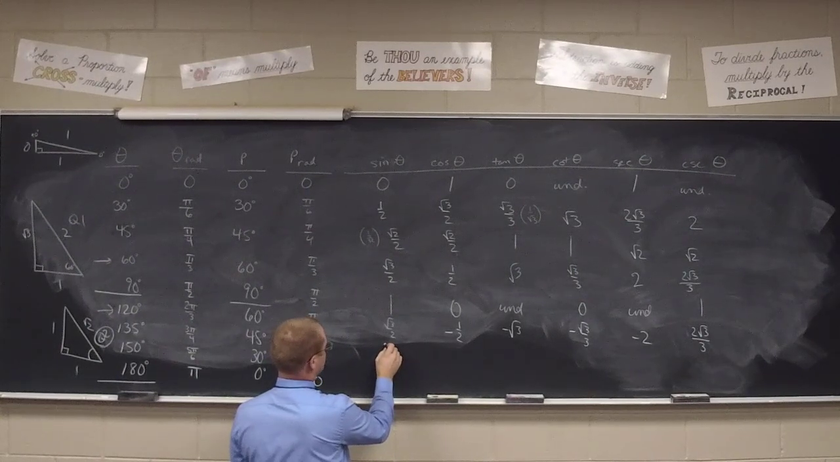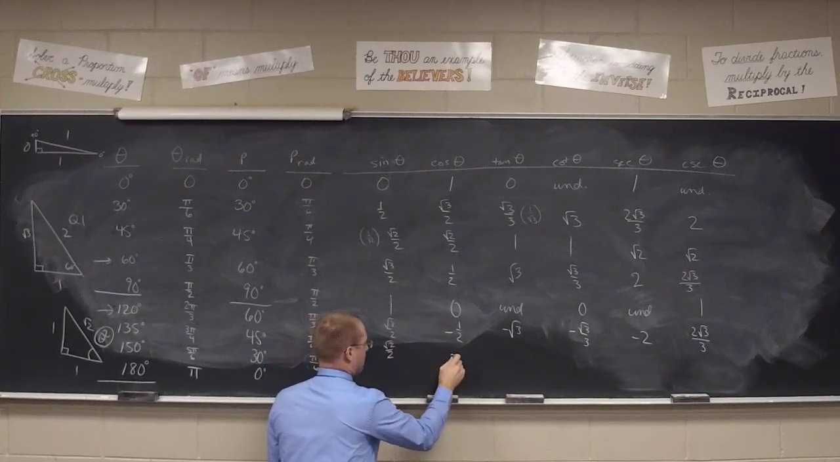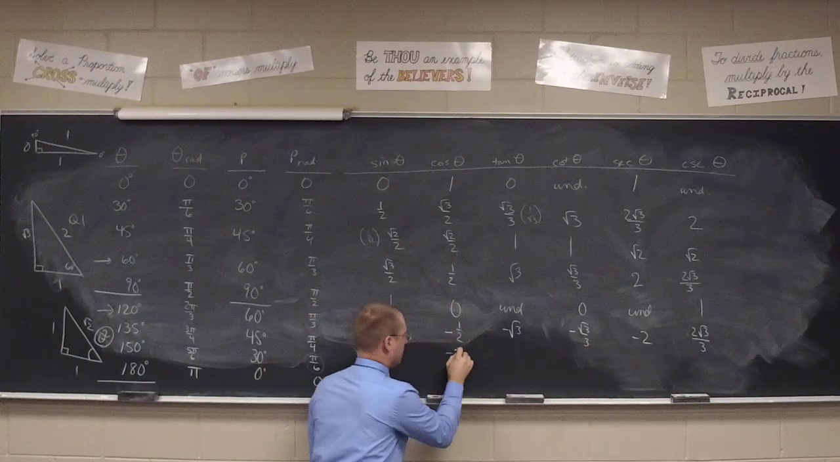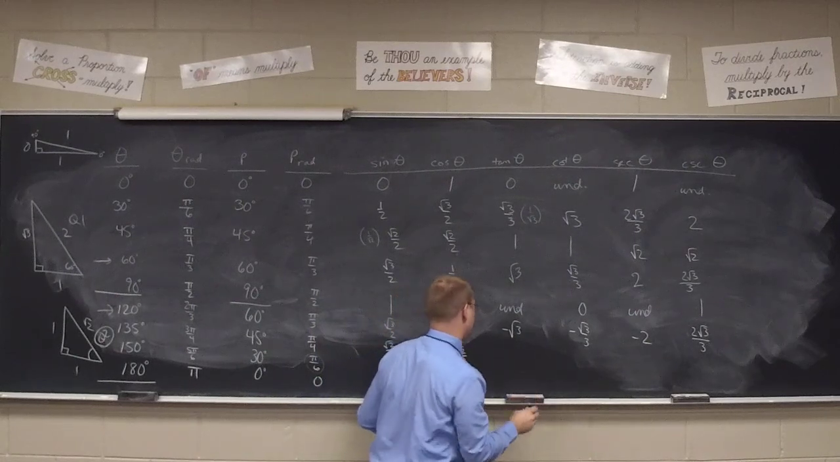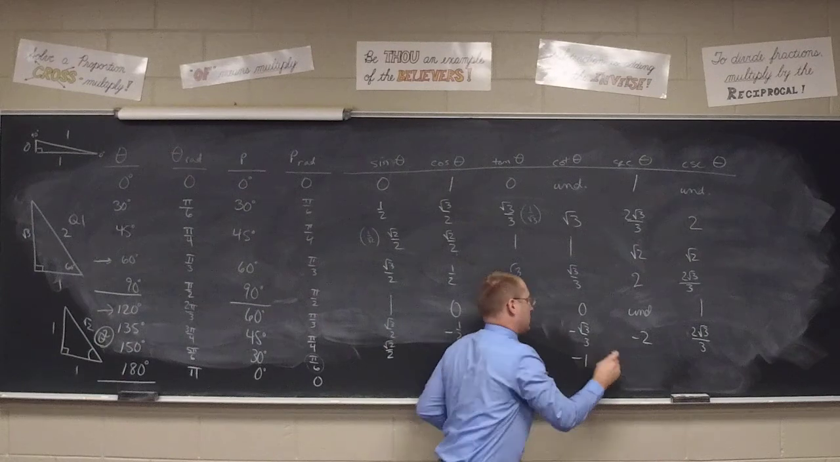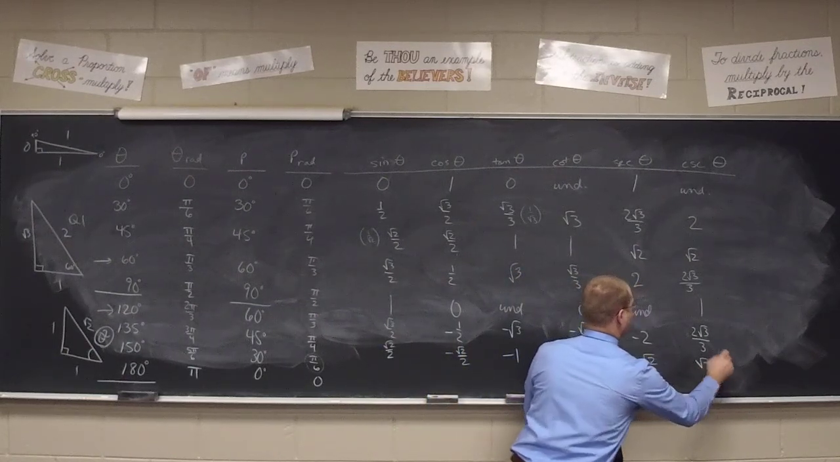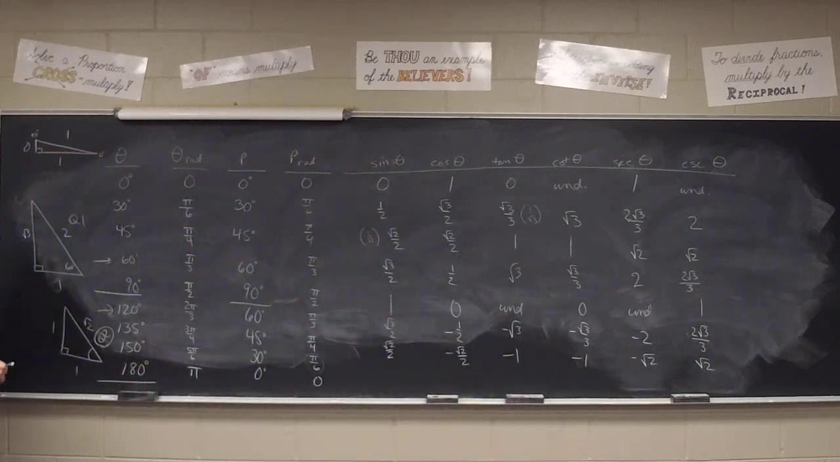Okay, so square root 2 over 2. Positive square root 2 over 2 for the first one. Negative square root 2 over 2. Good. Negative 1. Negative 1. Negative square root 2. And positive square root 2. There we go. See how easy this is? Except I'm running out of room because I think I'm going downhill slightly.